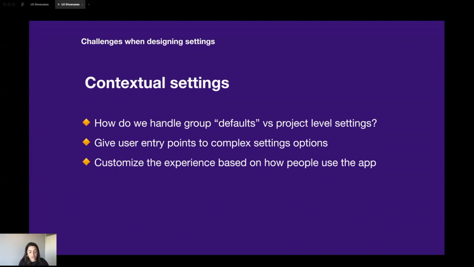So some of the recurring challenges relate to settings at the group level that cascade to projects. So how do we give users context of what's at the group level? In general, settings are hard to find, and we can solve that by bringing settings closer to the thing they affect. For example, by adding entry points to settings in the feature page.